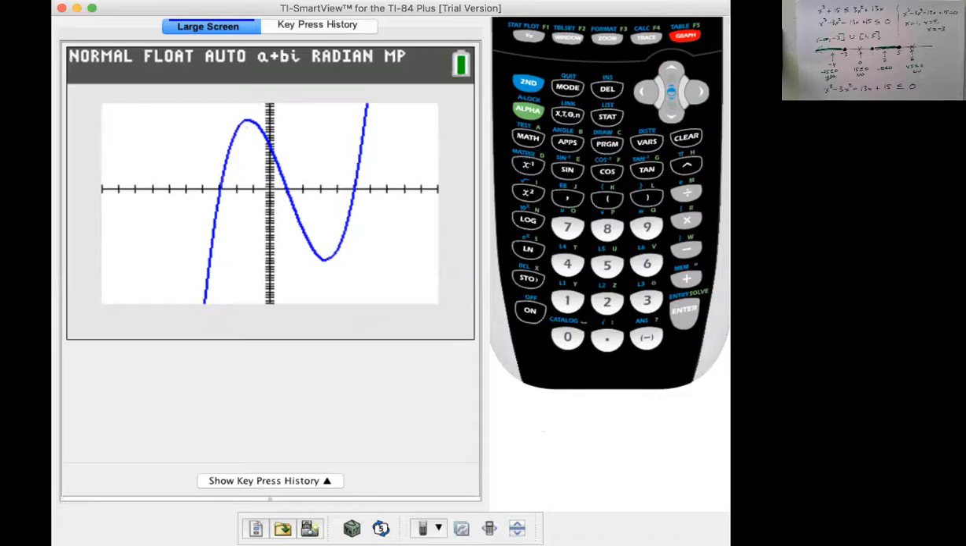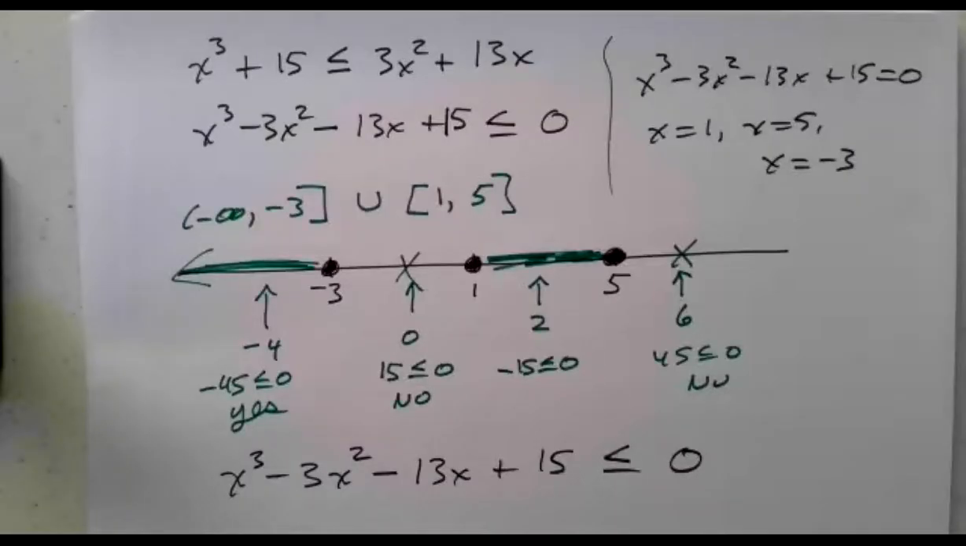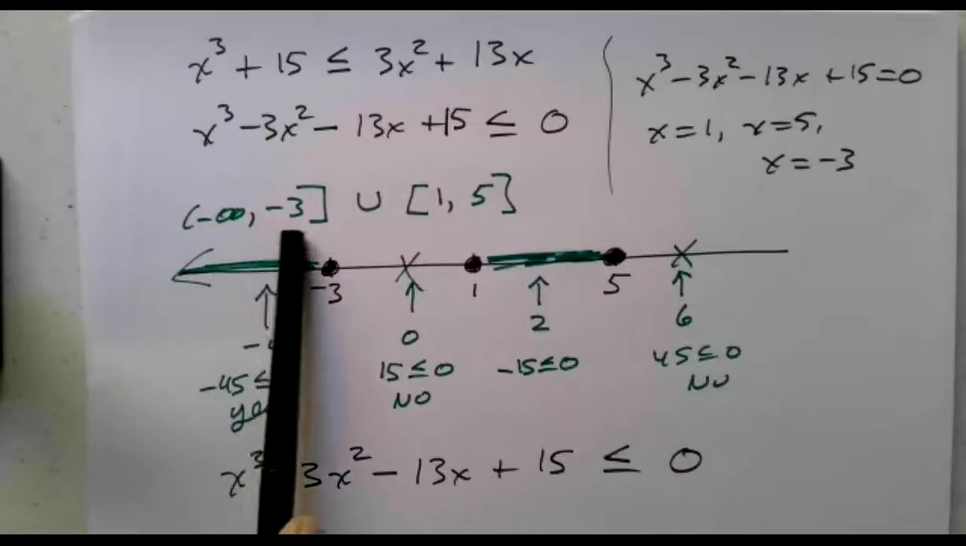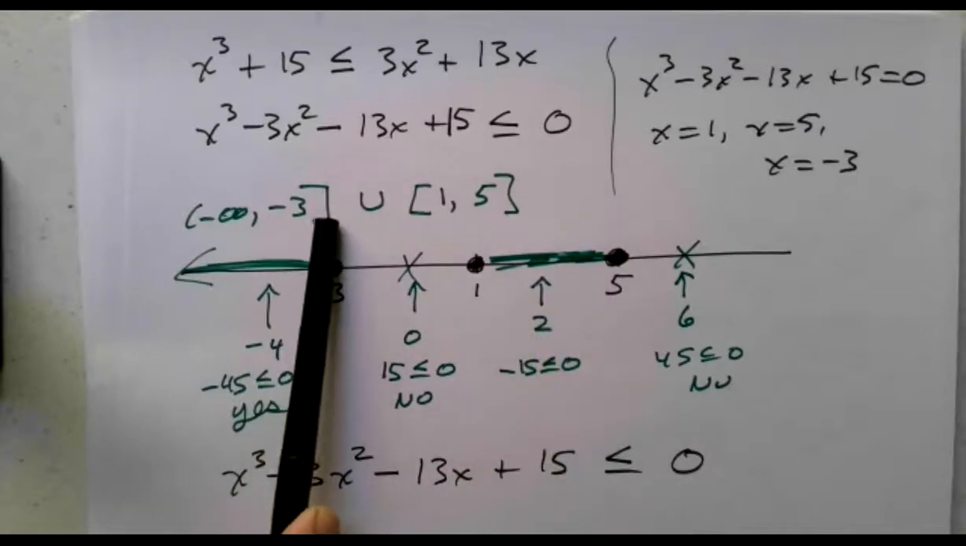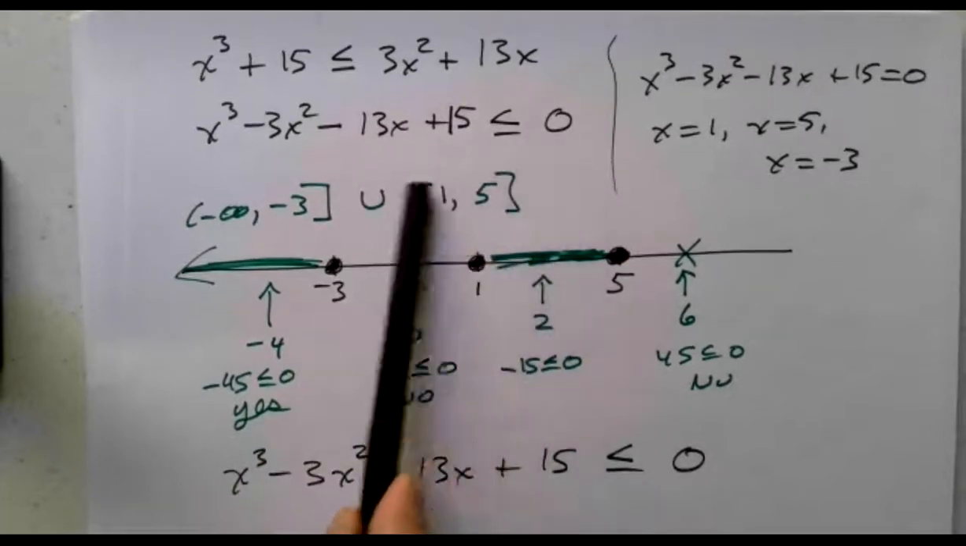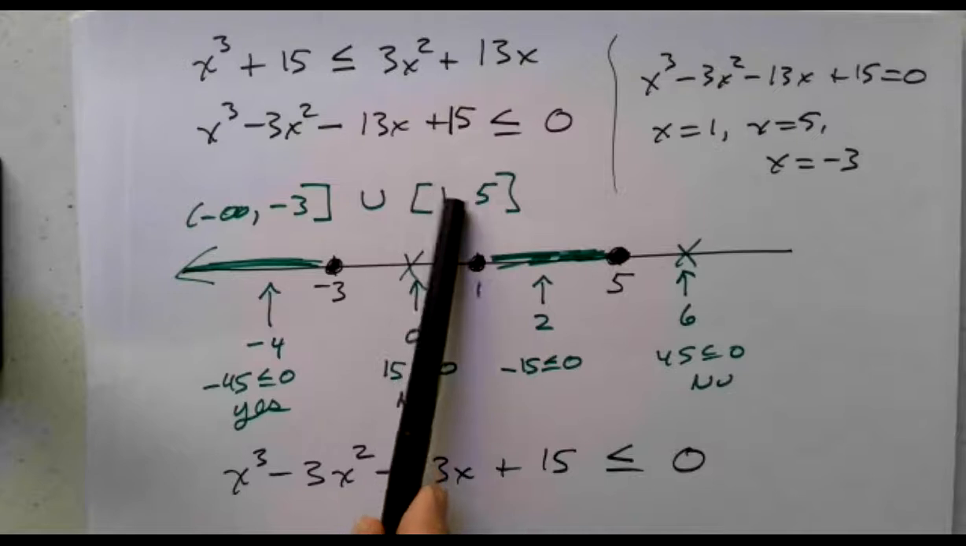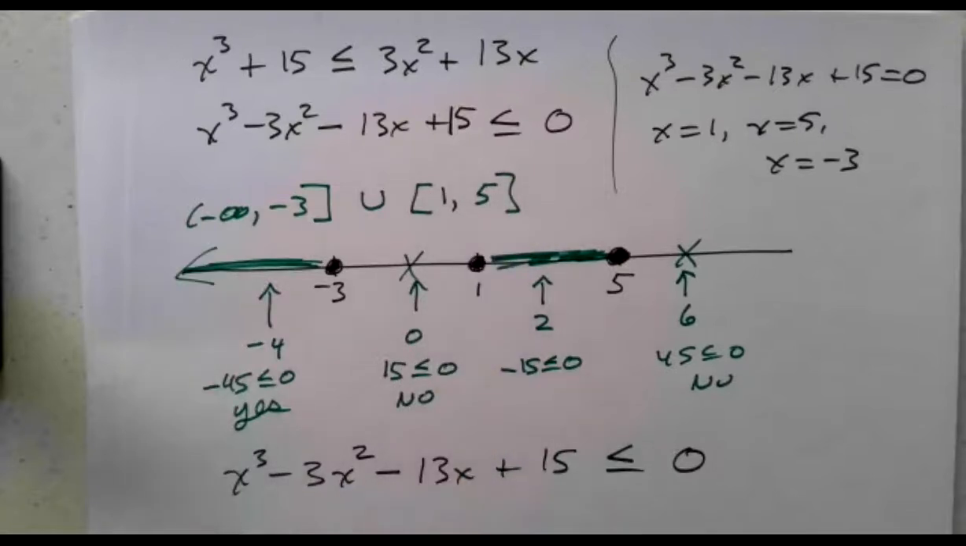So that reinforces what we did here with our algebraic strategy, that this thing was less than or equal to 0, negative infinity to negative 3, square bracket, because less than or equal to, union square bracket, same reason, 1 comma 5 square bracket, less than or equal to.